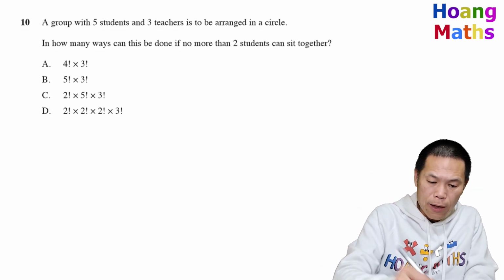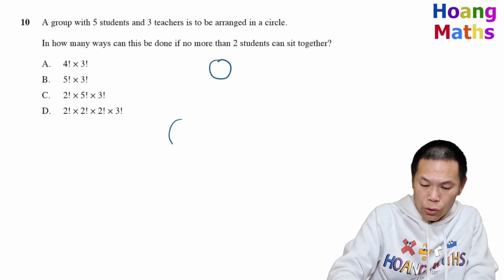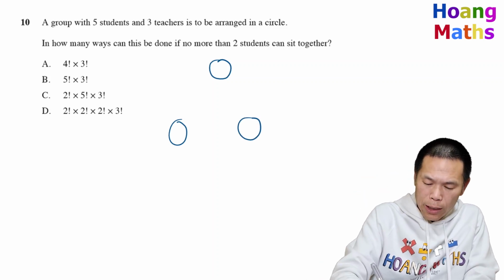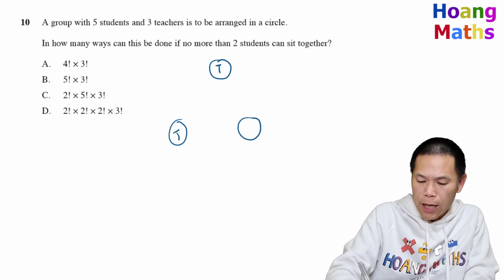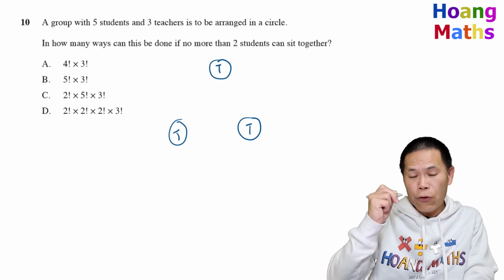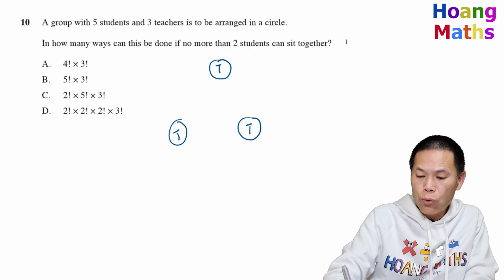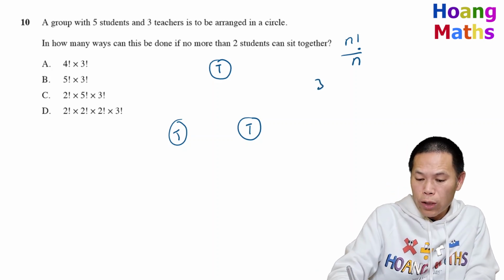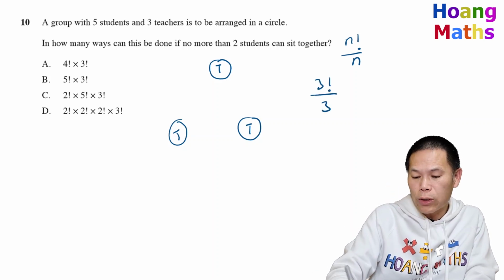So let's say we have 1, 2, 3 teachers in a circle. Keep that in mind. And don't forget, for a circle, the rule is n factorial over n. Now we have 3 teachers, so that means 3 factorial divided by 3, which is 2 factorial.